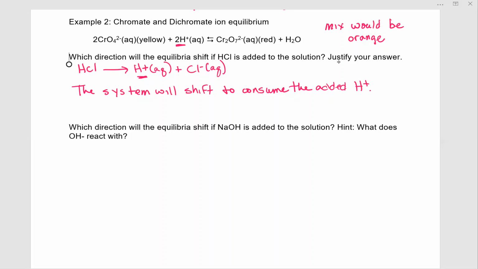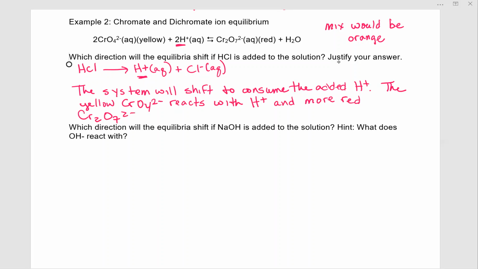Okay, when that happens, the yellow CrO4 2 minus reacts with the H plus. And more red dichromate ion forms.